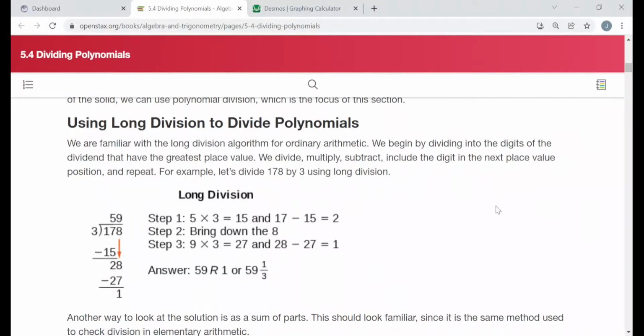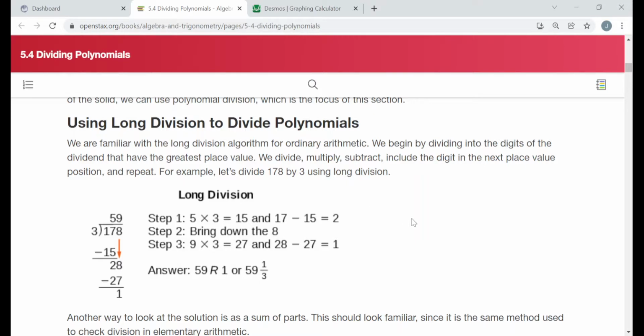Each example I'm going to take for this video comes directly from a free online textbook at openstax.org. I'm in their Algebra and Trigonometry text, section 5.4, called Dividing Polynomials, under the heading Using Long Division to Divide Polynomials. Each example will be either one of the examples from the reading, one of the try it problems, or one of the exercises at the end of the section related to this objective.